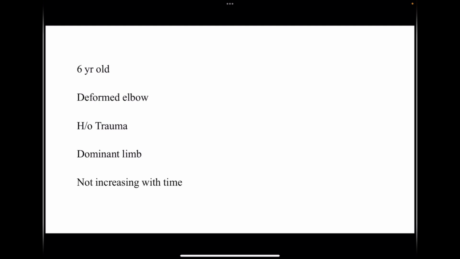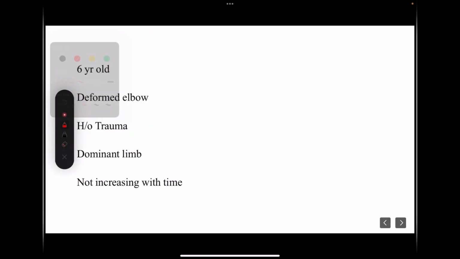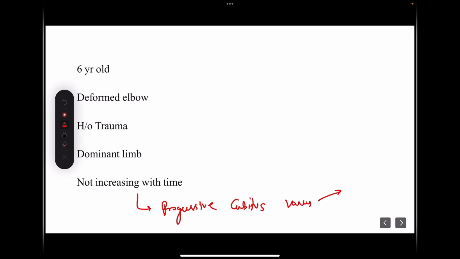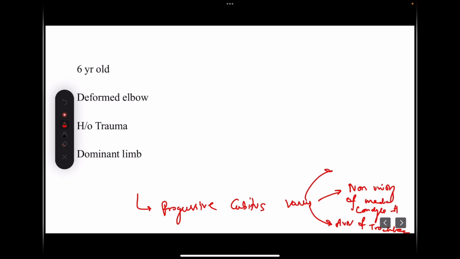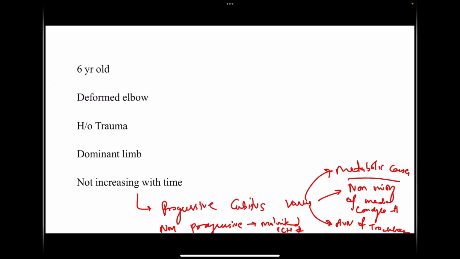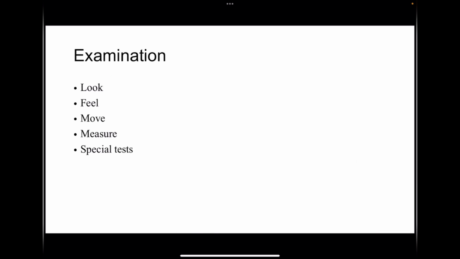And we should also ask whether the deformity is increasing with time or not, because progressive cubitus varus can be because of etiologies like non-union of medial condyle fracture, or avascular necrosis of the trochlea, or metabolic causes also. But a non-progressive one could be because of a malunited supracondylar humerus fracture. So it is always very important to ask whether it is progressive or non-progressive cubitus varus deformity.